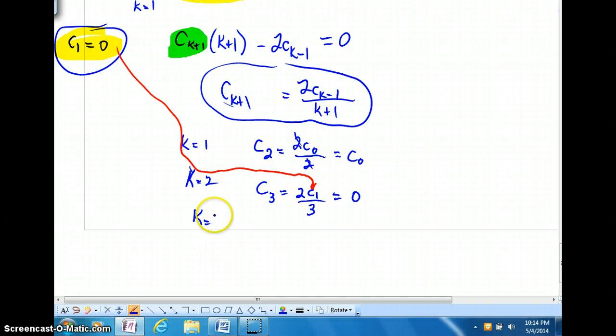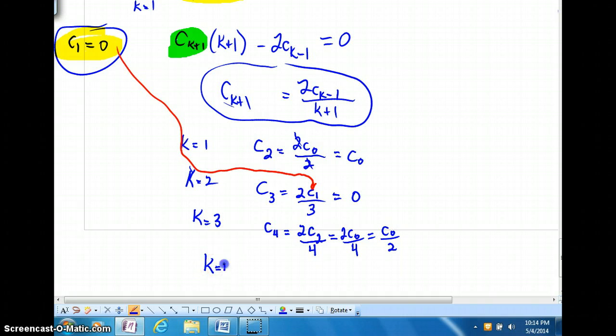What else? Well, we could say, let's take a look at k equals 3. If k equals 3, we'd find c sub 4. And then 2 is up here. K minus 1 would be a 2, so we'd get 2 times c sub 2. Down below with k equals 3, 3 plus 1 is 4. And refer to c sub 2 up on top of our list here. C sub 2 is really c sub 0. So this becomes 2 times c sub 0 all over 4. And another way we can look at that is c sub 0 all over 2.